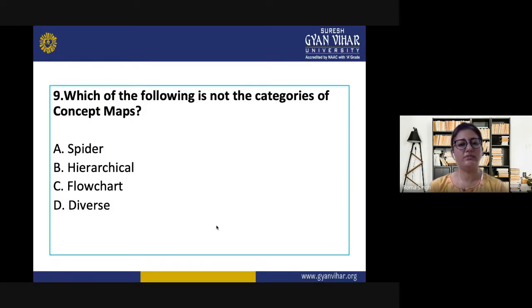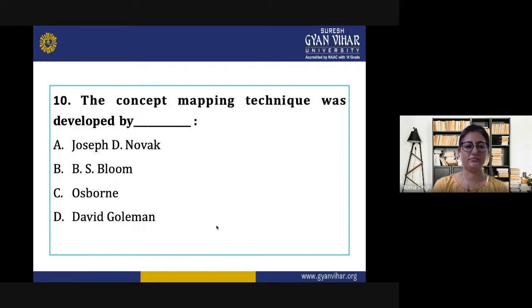Question number 9 is, which of the following is not the categories of concept maps? We have discussed that there were 4 major categories, and we need to find which of the following is not one. The options are spider, hierarchical, flowchart, or diverse. And the correct answer is diverse. So diverse is not one. And here we can see that the first 3 are the categories of concept maps.